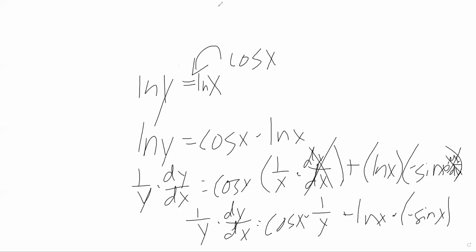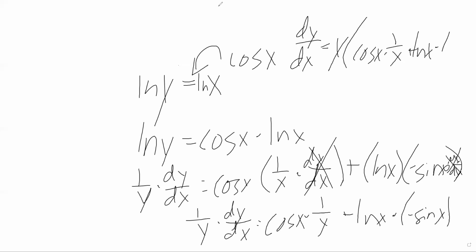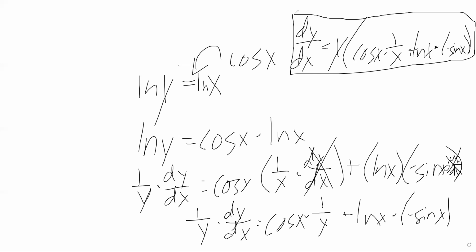So now we get to our final step, and we're just going to multiply the y over to the other side. dy over dx equals y times the cosine of x times 1 over x plus ln of x times the negative sine of x. I know I went through that quick, but really I'm just using the same exact steps that I did before. I went through them a little quick, so you can always pause, go back, whatever you need to do.